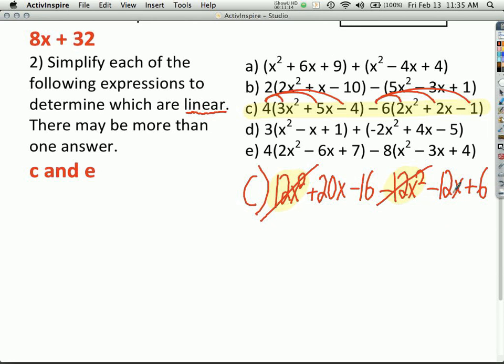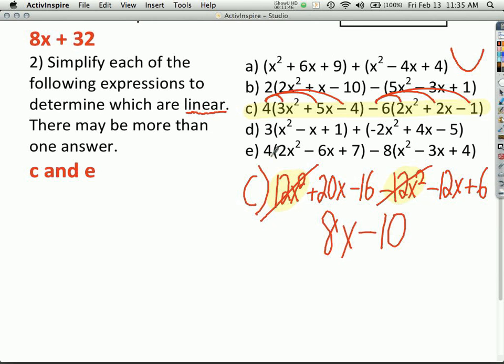20x and negative 12x is 8x. Negative 16 and positive 6 is minus 10. And now it's linear. Now if we were to graph this, as Ethan said, it would form a straight line. A and B, if we graph them, will form a parabola, like that, maybe upside down. That's different. So any questions about that?